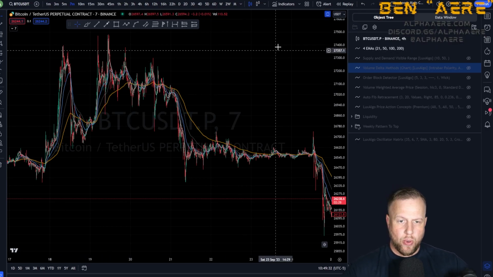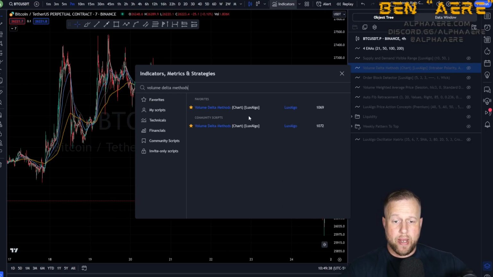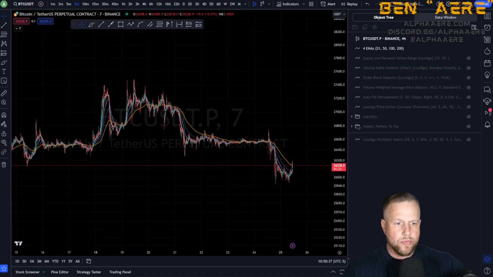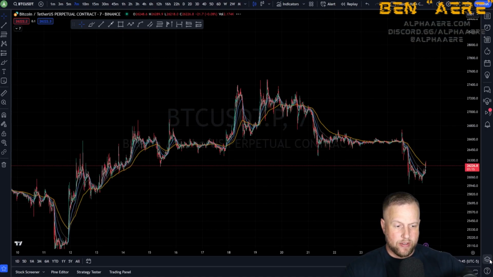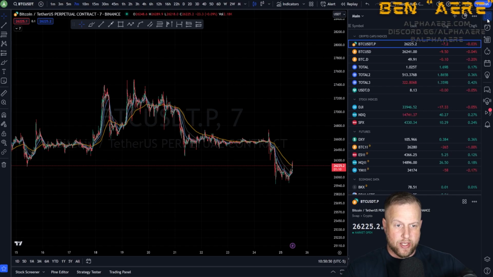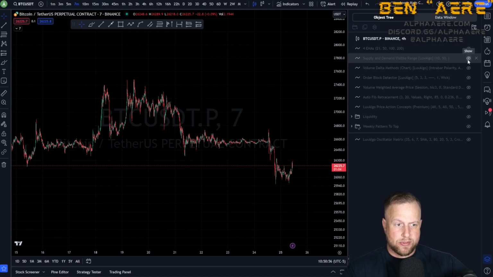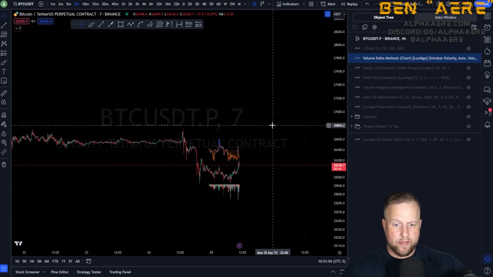The next one that I'm going to have you throw on there is Volume Delta Methods by Lux Algo. This is free. Favorite it, throw it onto your chart. And if you don't already, pull up the object tree right next to my right shoulder. If you need to get back to your watch list, it's in the top right-hand corner. Click that, click the object tree. That way we can turn off the EMAs. We want to just focus on the volume delta methods. You can turn it on, turn it off, make sure to save often, but turn on the volume delta methods.